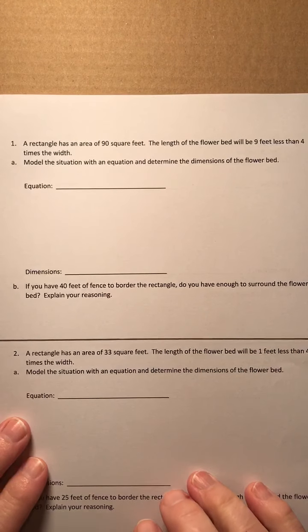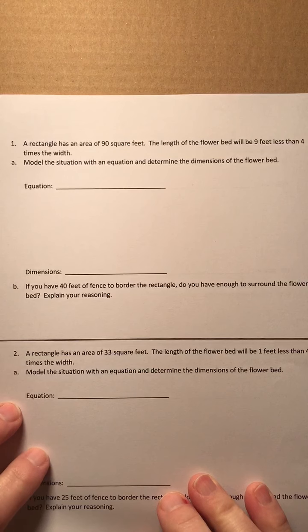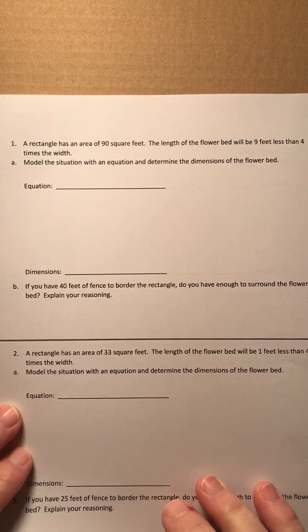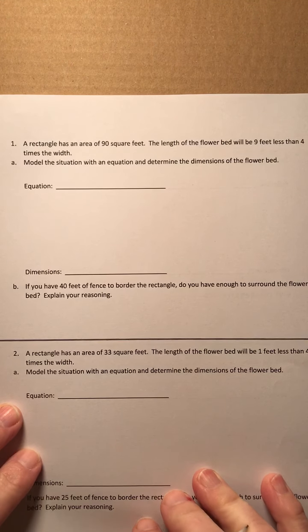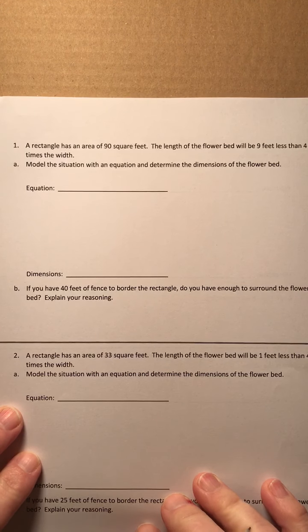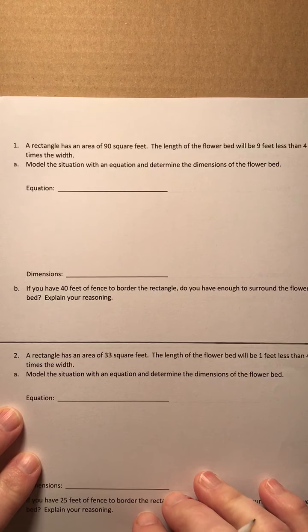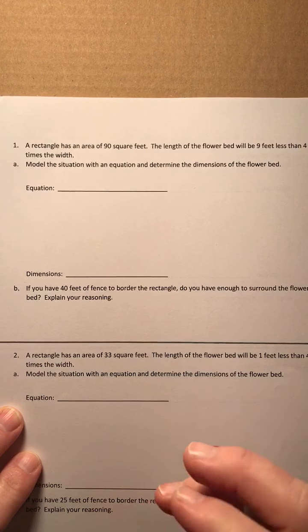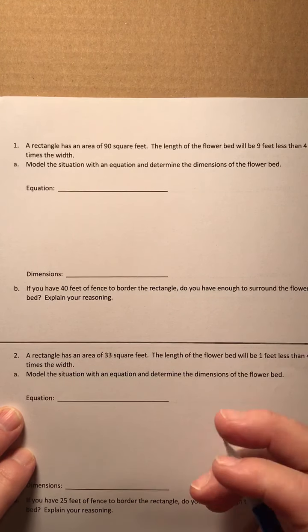Geometric modeling task. The task I'm going to do today is on geometric modeling. For geometric modeling, you're going to need two formulas. First formula you're going to need is the area formula. Area equals length times width. The second formula you're going to need is your perimeter formula. Perimeter equals 2 times the length times 2 times the width.